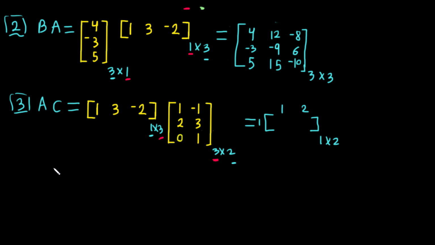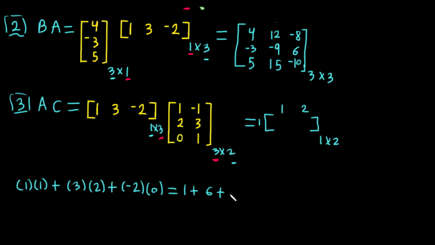So 1 multiplied by 1, plus 3 multiplied by 2, plus negative 2 multiplied by 0. Now the answer: 1 multiplied by 1 is 1. 3 multiplied by 2 is 6. Negative 2 multiplied by 0 is 0. 1 plus 6 plus 0 is 7. So this one will be 7.